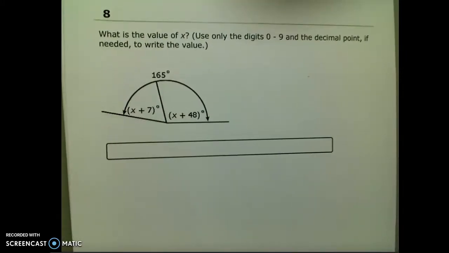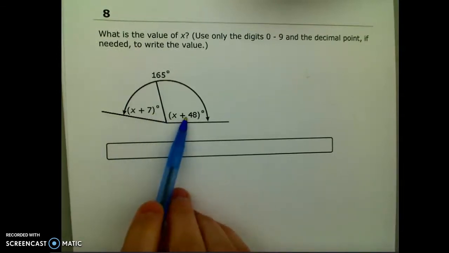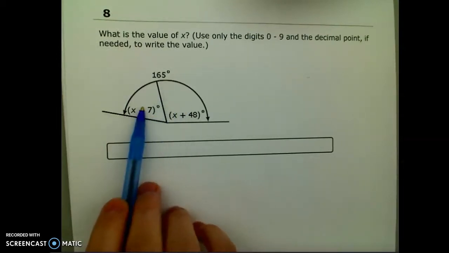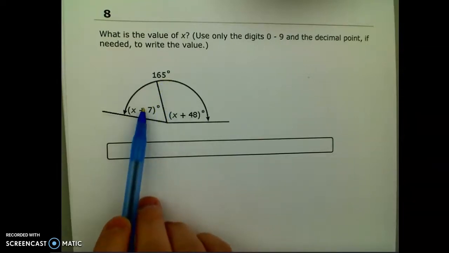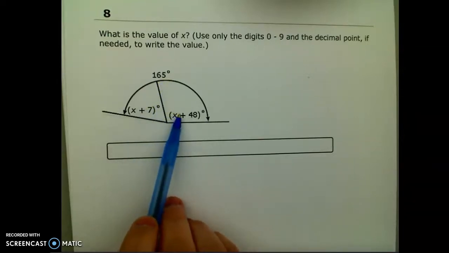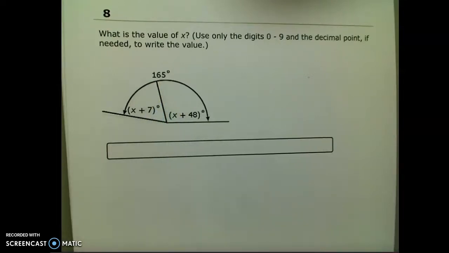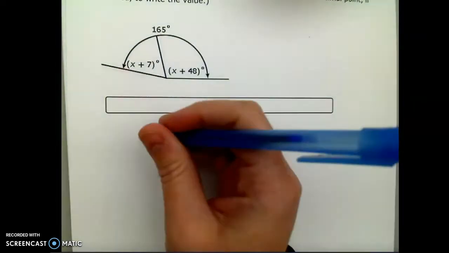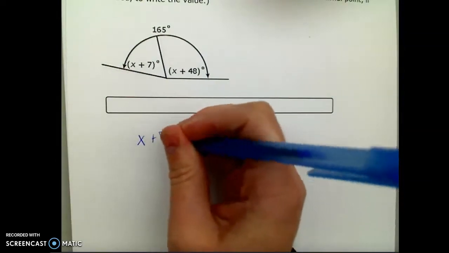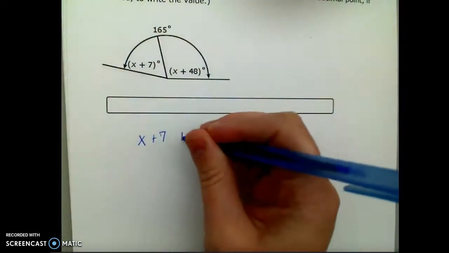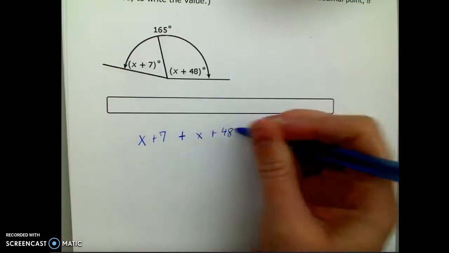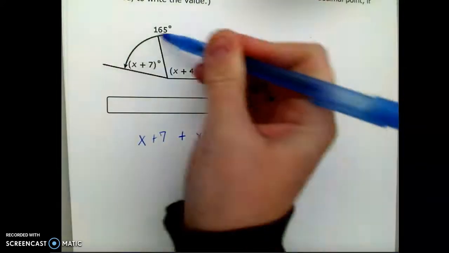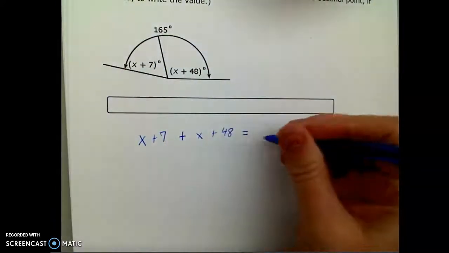On number 8, this is neither complementary nor supplementary because these two angles add up to be 165. But we can solve it in the same way. We can take this angle plus this angle and make it equal to 165. So let's do this. The first angle is x plus 7. We need to add that to the second angle, which is x plus 48, and that's going to equal the total angle, which is 165.